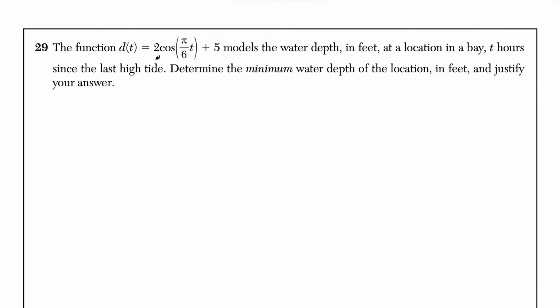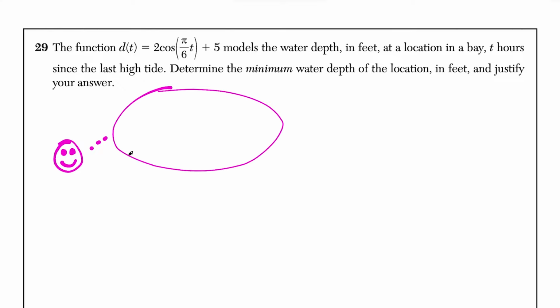Question 29, the function d of t models the water depth in feet at a location in a bay t hours since the last high tide. Determine the minimum water depth of the location in feet and justify your answer. For this one, the concept that we need to know is when we have a sine or cosine curve, the anatomy of the curve we could find by looking at the equation that they give us.